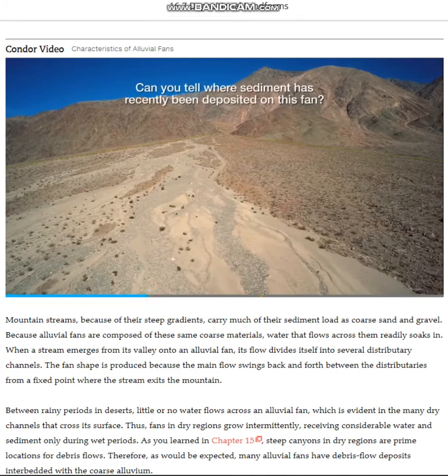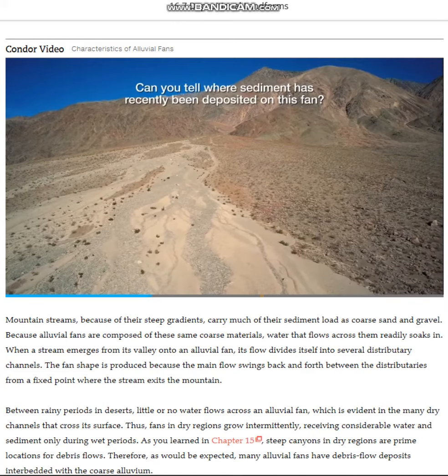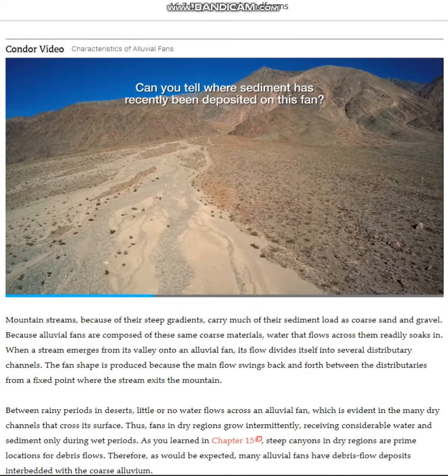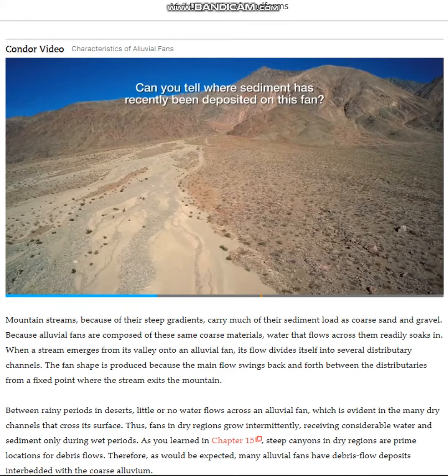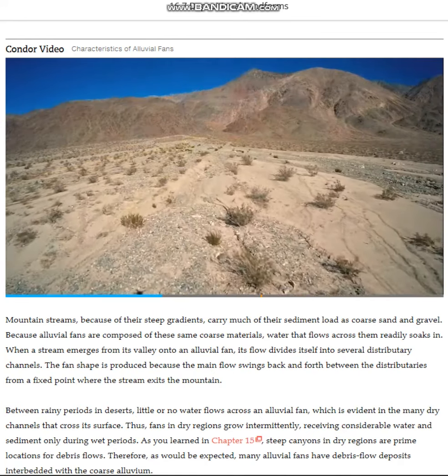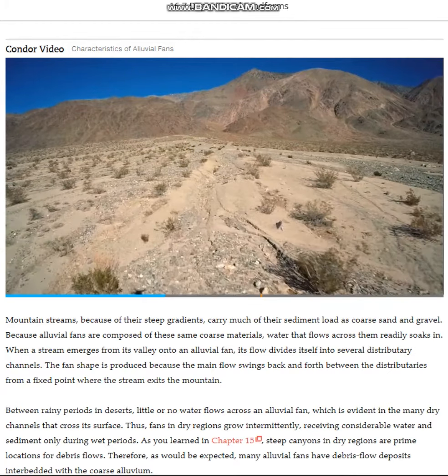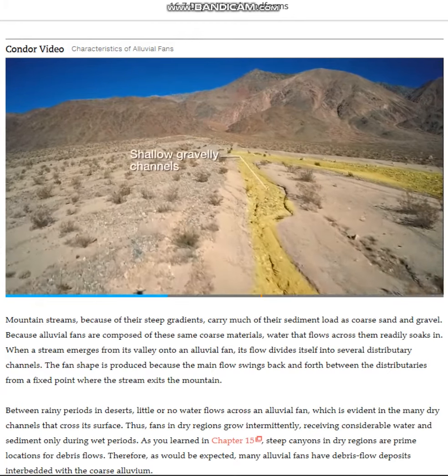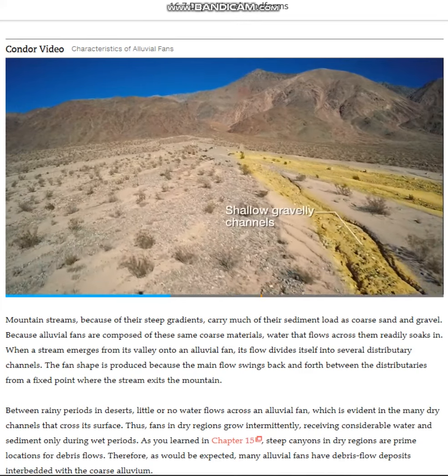Can you tell where sediment has recently been deposited on this fan? Sediment has most recently been deposited on the left side of the fan. You can see that this surface exhibits a lighter color, relatively sparse vegetation, shallow gravelly channels, and surrounding fine-grained sediments.